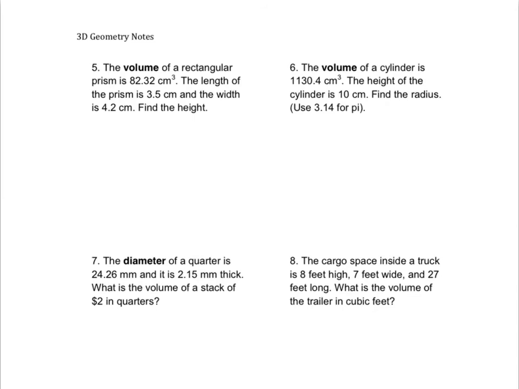Example 5 says the volume of a rectangular prism is 82.32 centimeters cubed. The length of the prism is 3.5 centimeters and the width is 4.2 centimeters. Find the height. As always, first I write down my formula. So I have V equals length times width times height, because it's a rectangular prism. Now let's fill in all of the numbers I know. I know that the volume is 82.32. I know that the length is 3.5, and I know that the width is 4.2.